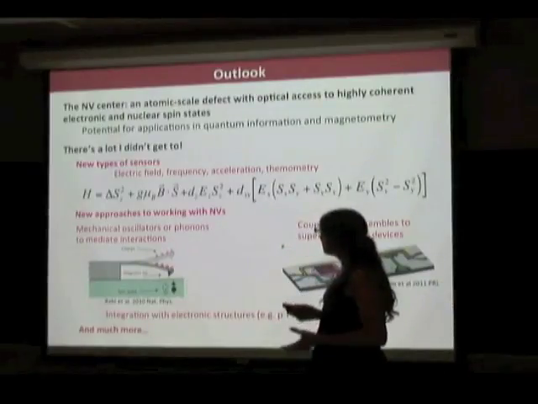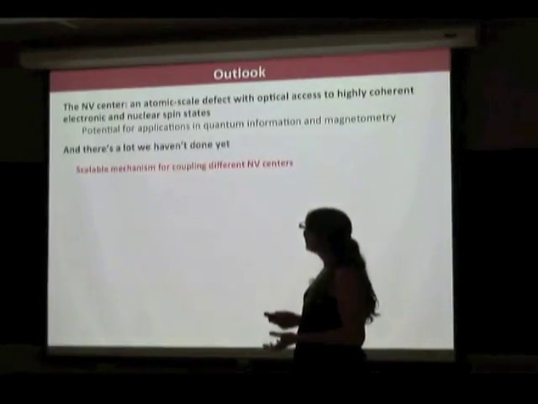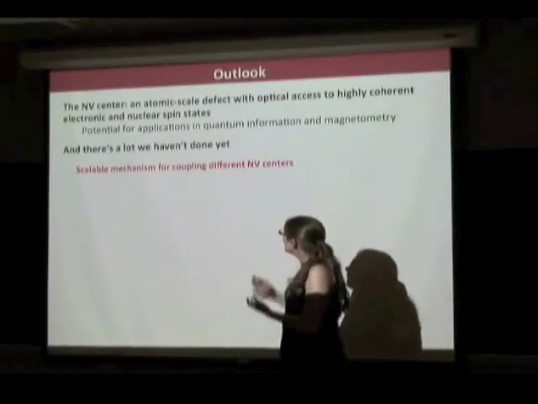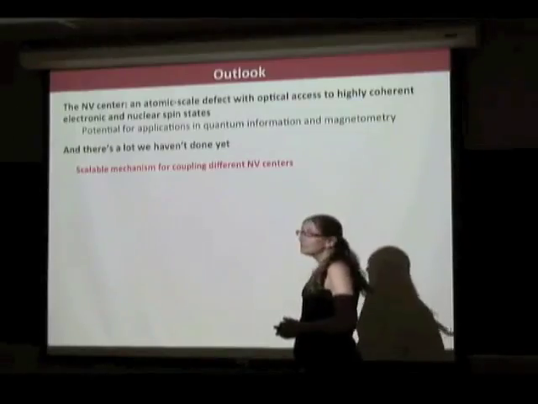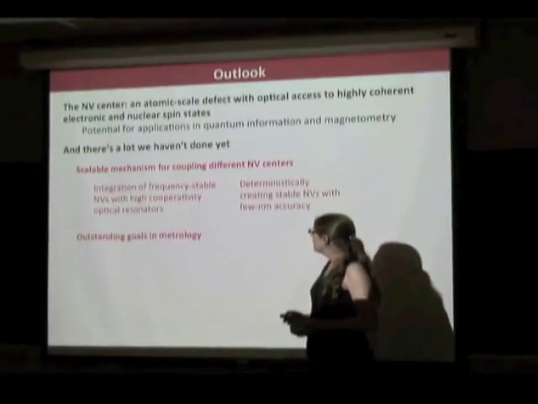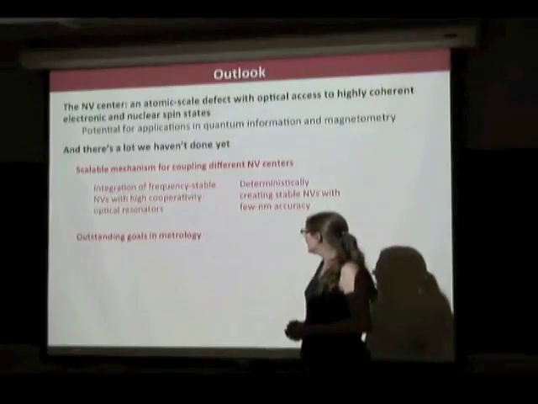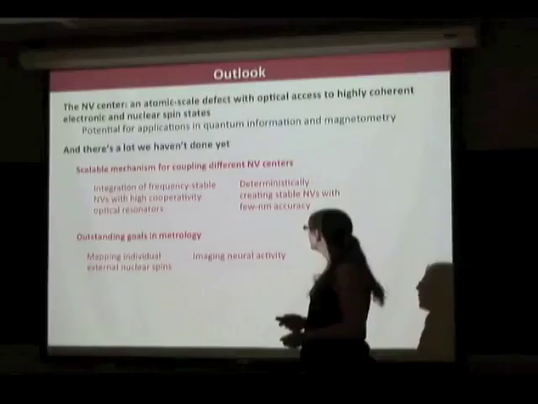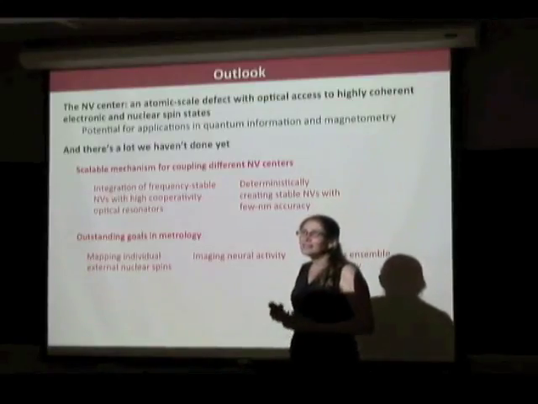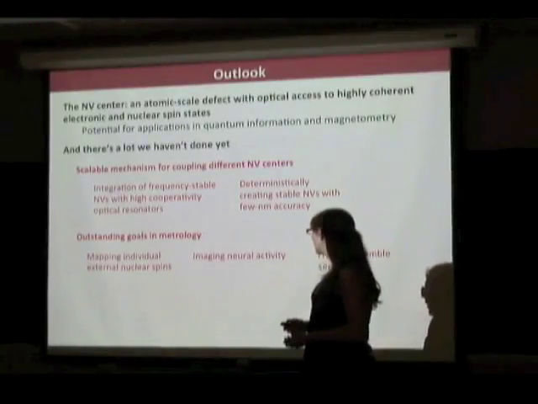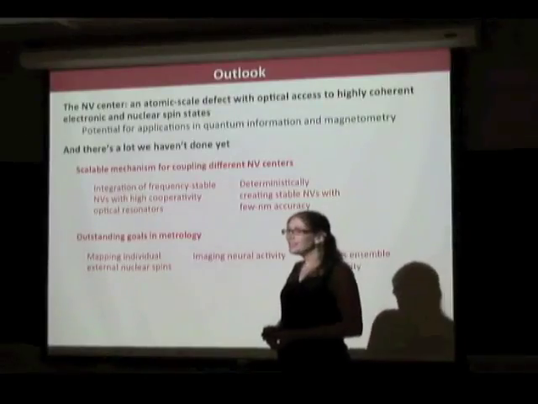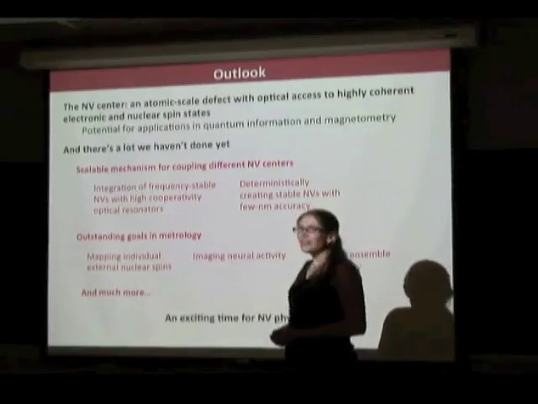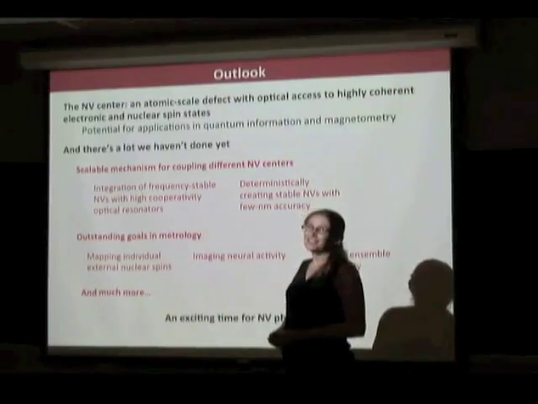And there's also a lot of things that the field hasn't gotten to yet, outstanding goals that we haven't yet achieved, including a scalable mechanism for coupling different NV centers coherently, and some outstanding goals in metrology, including things like mapping individual external nuclear spins, imaging neural activity, or attaining sensitivities comparable to atomic magnetometers. And so I'd say there's really a lot that we've done, but there's a lot left to do. And it's a very exciting time for nitrogen vacancy physics.